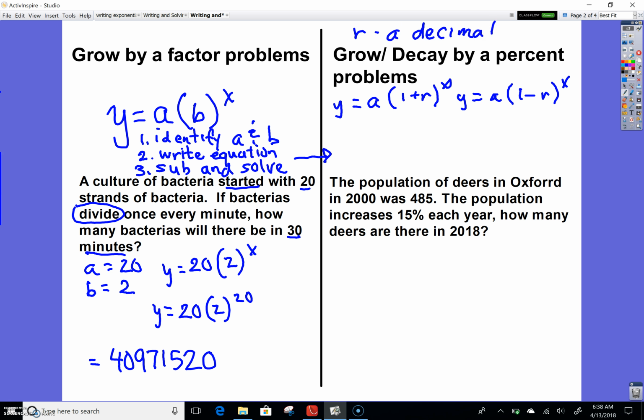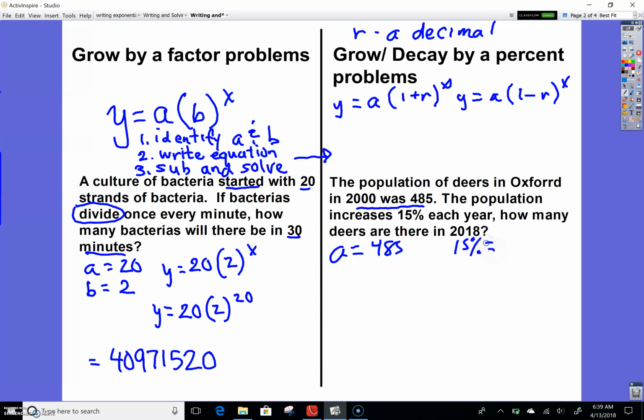The population of deer in Oxford in 2000 was 485. The population increased 15% each year. How many deer are there in 2018? So I started in 2000 with 485, so a is equal to 485. The population increased 15%.